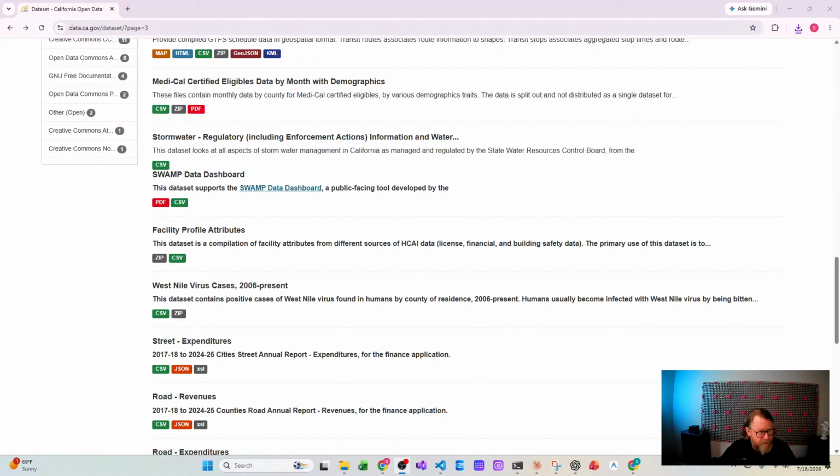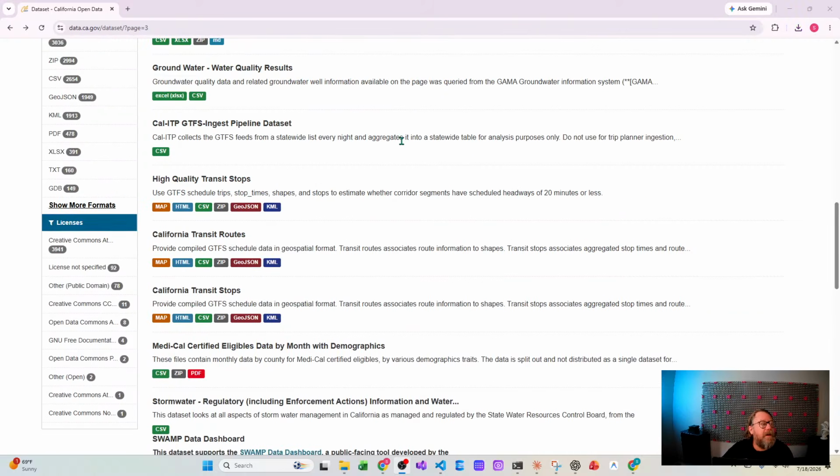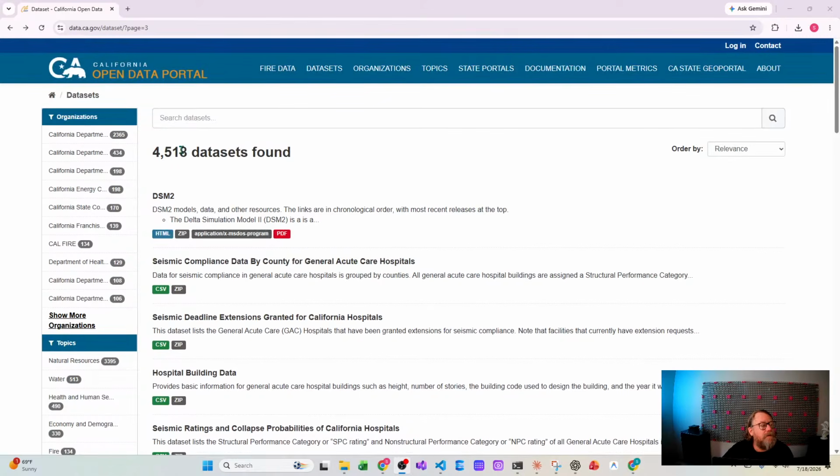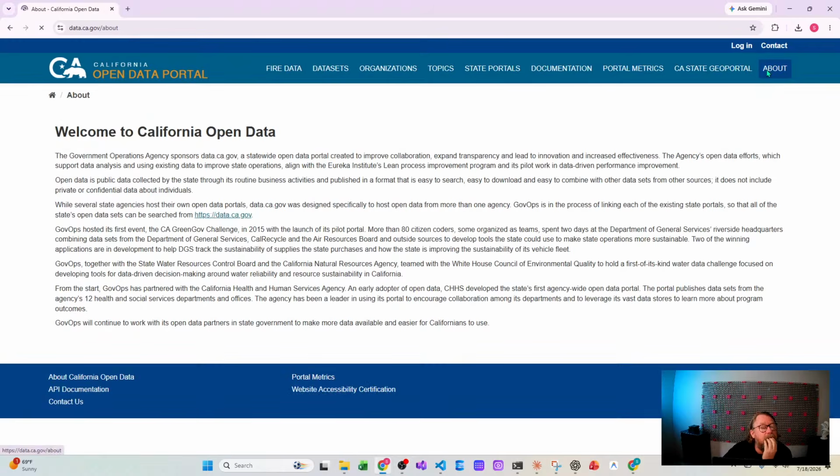What is going on? I just discovered this website this morning. It's called data.ca.gov and it has 4,518 data sets as part of the California Open Data Project, which I had never heard about. It's supposed to improve collaboration, transparency, and lead to innovation and effectiveness.